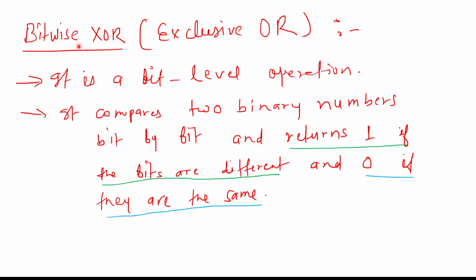Very first, what is bitwise XOR? Bitwise XOR is also known as exclusive OR. It is a bit-level operation. If you did your BTech in the past, or have experience, you already know bitwise XOR. It compares two binary numbers bit by bit, and it returns 1 if the bits are different and 0 if they are the same.